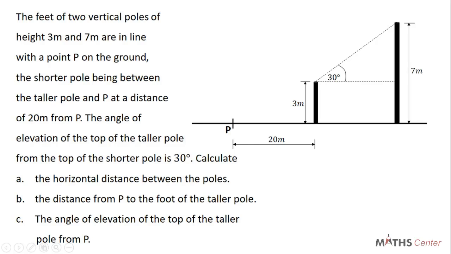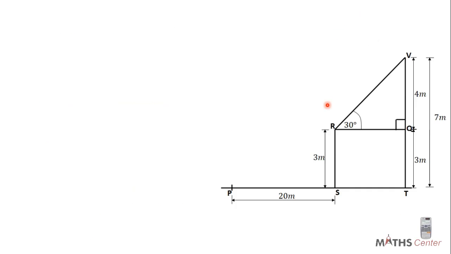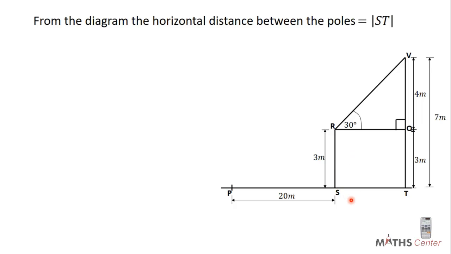Welcome back. In the previous video, we started solving this question and we drew this diagram for it. We are going to continue with the solution in this video. The first part says that we should calculate the horizontal distance between the poles. That is exactly what we are going to do. So this is our diagram. The horizontal distance between the poles will be ST, as can be seen from the diagram.